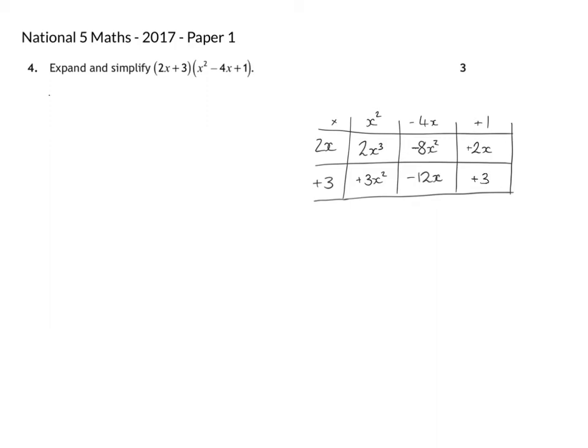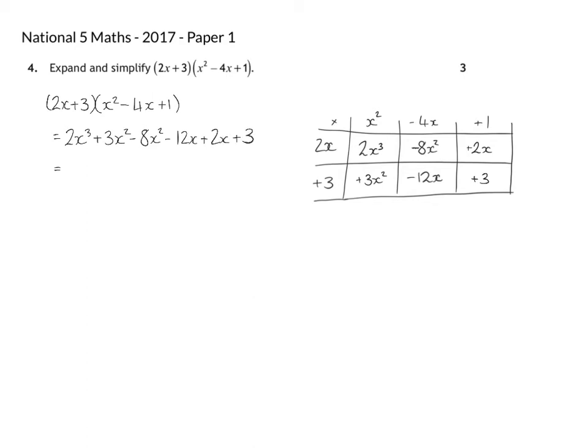So I can now say that 2x plus 3 times x squared minus 4x plus 1, and I can write out all my terms. So I have 2x cubed plus 3x squared, take away 8x squared, take away 12x, plus 2x, plus 3.